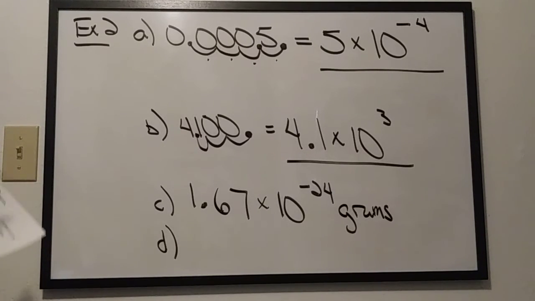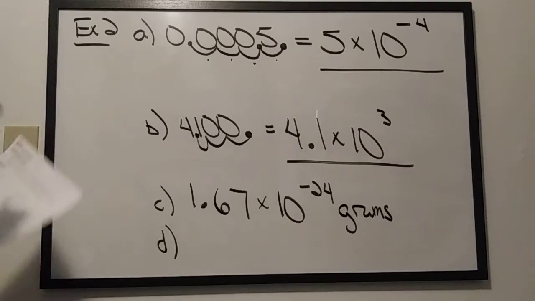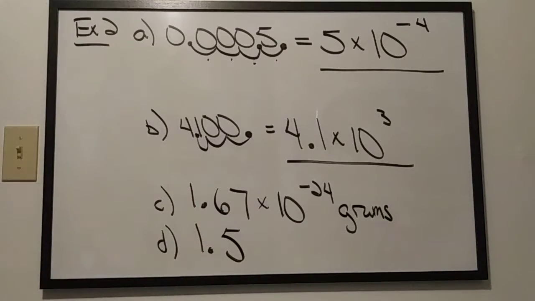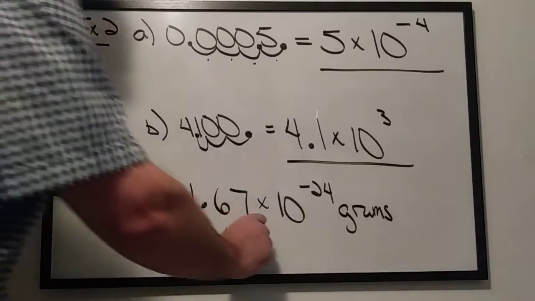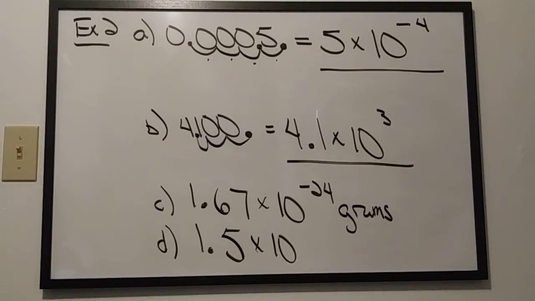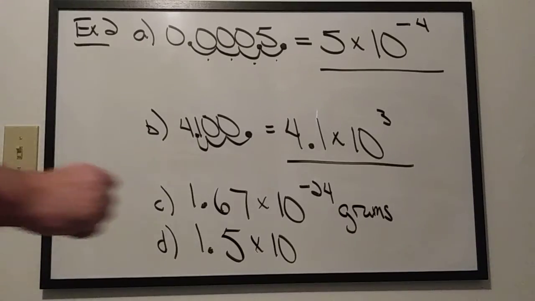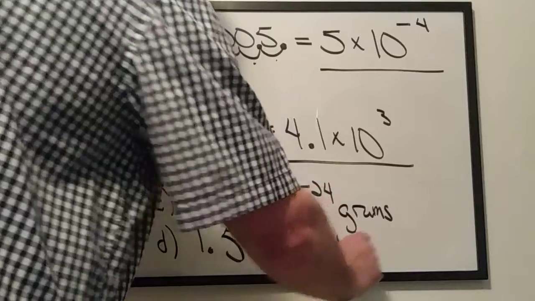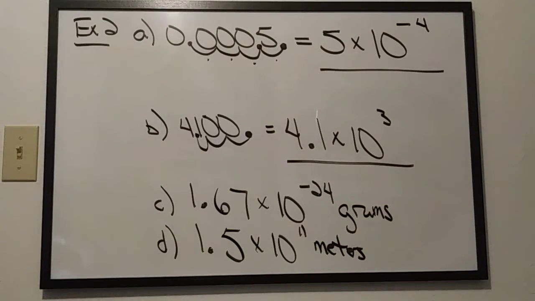Well, how about his friend? We have the 1, 5, and all those zeros meters. Well, again, moving that over to get a number between 1 and 10, we have to have 1.5. And if you count out the number of swoops, it ends up being that we have to swoop over 11 times to make that happen. So our answer on that one is that it's equivalent to 1.5 times 10 to the 11th meters.